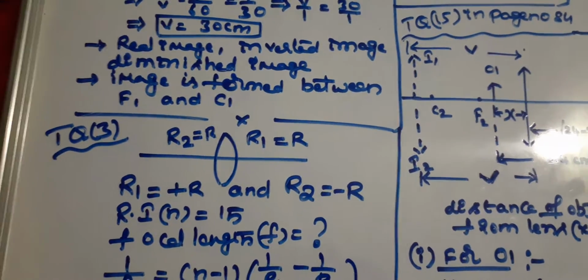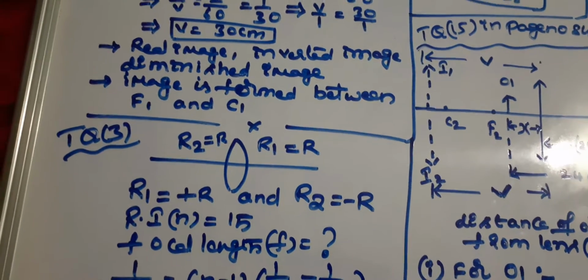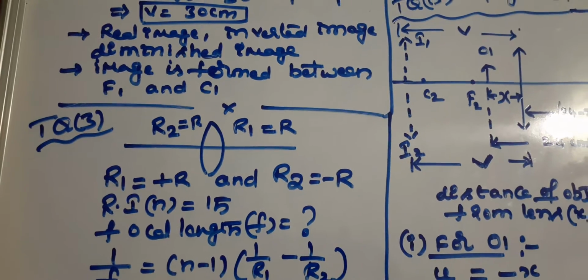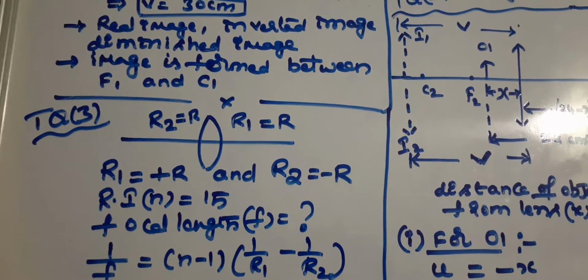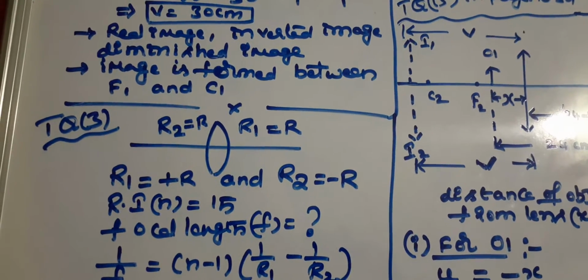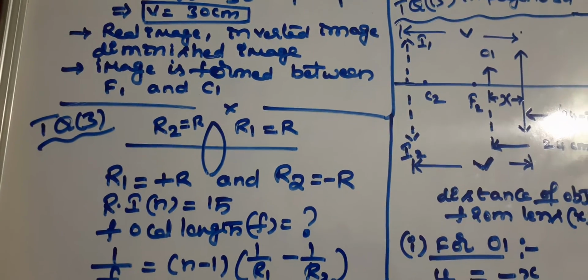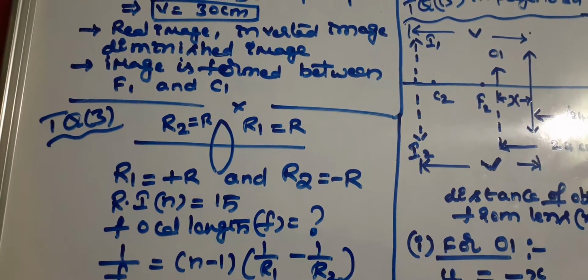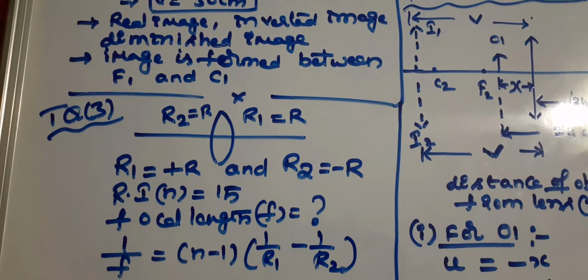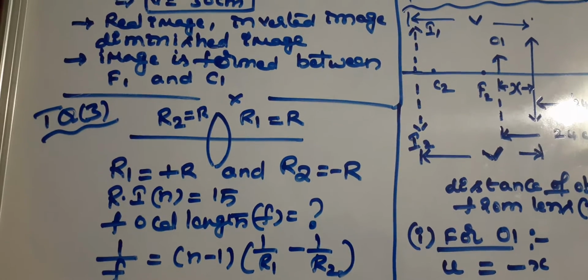A double convex lens having radius R and refractive index 1.5. We want to calculate its focal length. So it is a double convex lens having equal radii, that is R1 is R, R2 is R, and focal length we want to calculate. Refractive index n is 1.5 given.